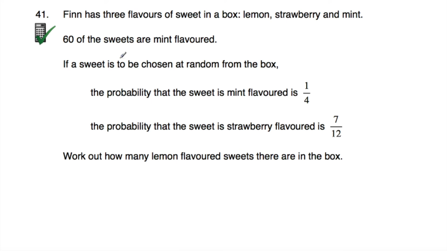Okay, so first of all, we're not told how many sweets there are in the box to begin with. But we are told there's 60 sweets that are mint flavoured. But we're also told the probability of choosing a sweet that is mint is 1/4. So it means that 1/4 of the sweets are mint. And if there's 60 in the box, if we do 60 times 4, that'll tell us how many sweets are in the box altogether. So 60 times 4 is equal to 240. So there's going to be 240 sweets in the box.